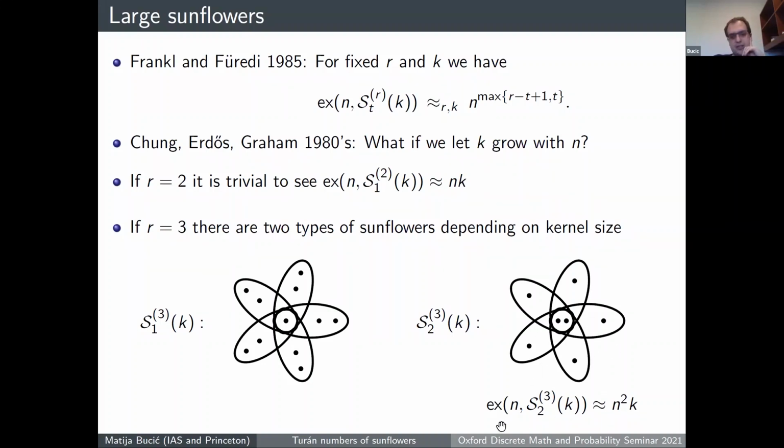So the lower bound is the more interesting part for this one, and it comes from taking an object which is called the Steiner triple system. So this is just a 3-uniform hypergraph with the property that any pair of vertices belongs to exactly one edge of this hypergraph. It's easy to check that it will have about n squared edges. And so this will give us a lower bound of n squared. And since every pair is in a single edge, it doesn't have this sunflower. But we want to get another factor of k.